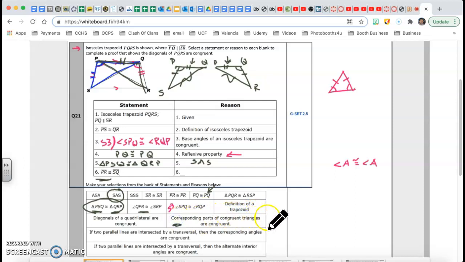This is my reason 6, and it's called CPCTC. Corresponding parts of congruent triangles are congruent. Very famous. And this CPCTC will be used for the most part as our last reason. This is always used after we prove that the two triangles are congruent already. Okay? All right. Let's go to the next one.